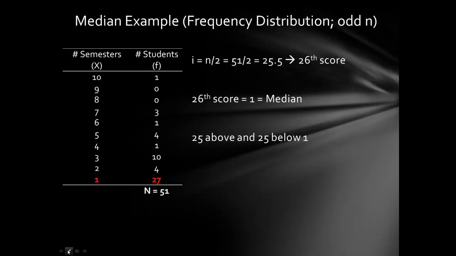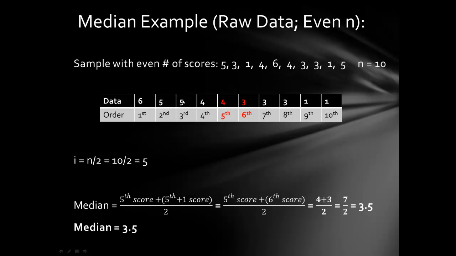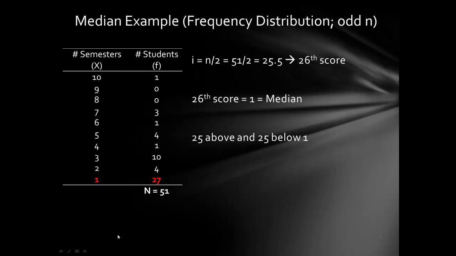Just like in the example before, it doesn't matter which end you start on, you're going to arrive at the same place if you're trying to find that location. So let's do it the hard way first. So first, second, third, fourth, fifth, sixth, seventh, eighth, ninth score, 10th score, 20th score, 24th score, we're still not to 26, 25th, 26th score is a 1.